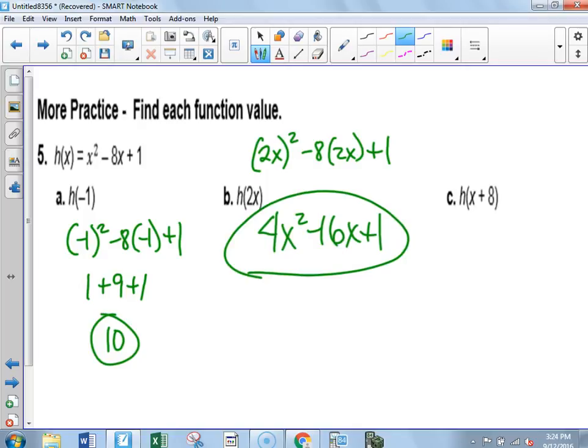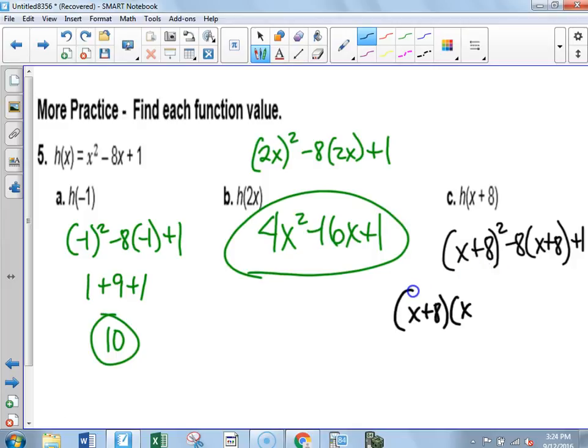Now, this is the one that people struggle with because they want to take shortcuts. X plus 8 squared minus 8 times x plus 8 plus 1. Is this x squared plus 16? No. Is it x squared plus 64? No.